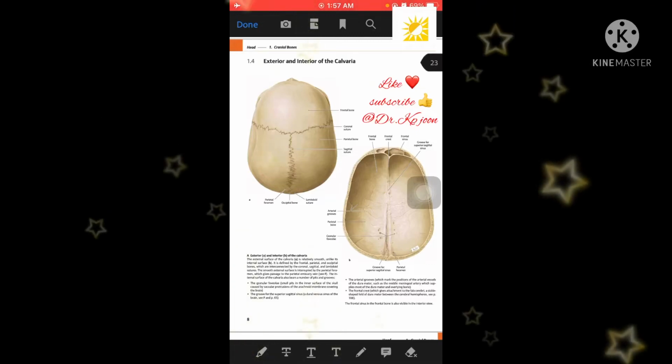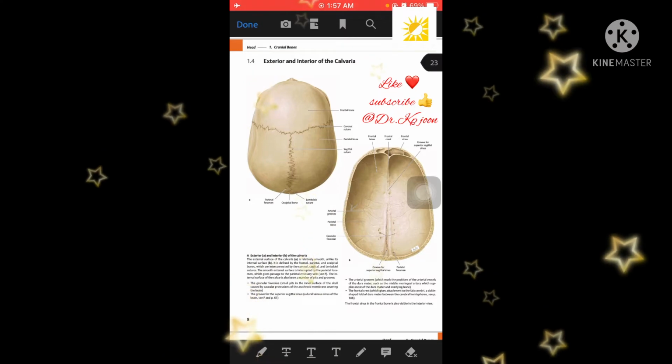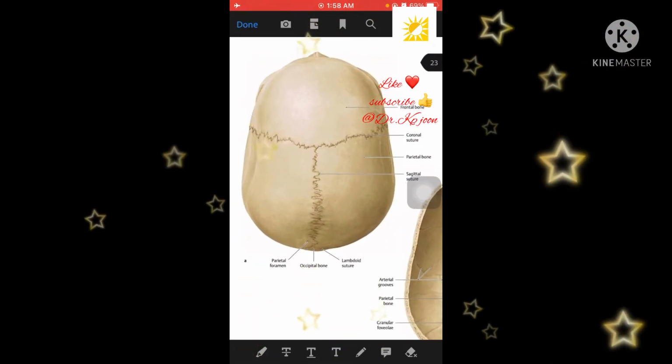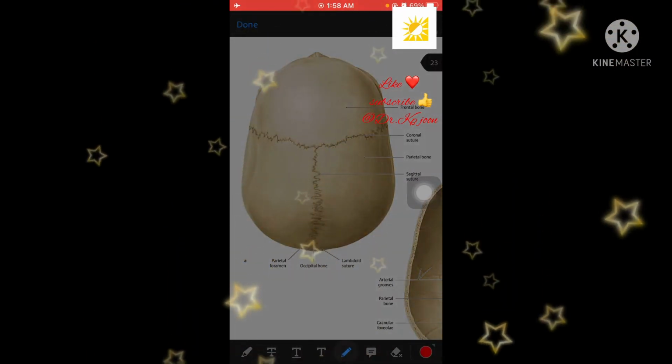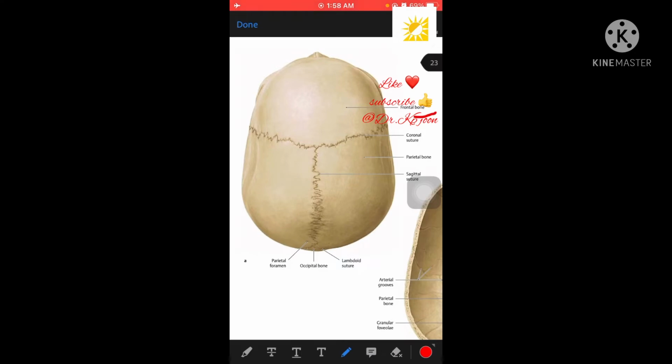Everyone, today we are starting with the exterior and interior of the calvaria. See this diagram. This is the exterior part of the calvaria. It shows the frontal bone, coronal suture, parietal bone, sagittal suture, lambdoid suture, occipital bone, and parietal foramen.